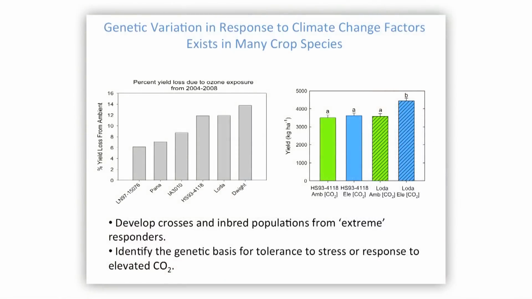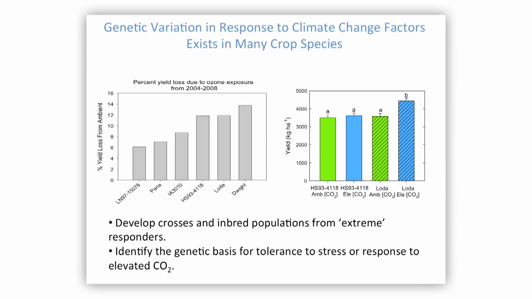Similarly for high CO2, in green here, these plants are grown in ambient CO2. The blue is elevated CO2. This is a variety that basically shows no response to high CO2. This one shows a 25% stimulation.